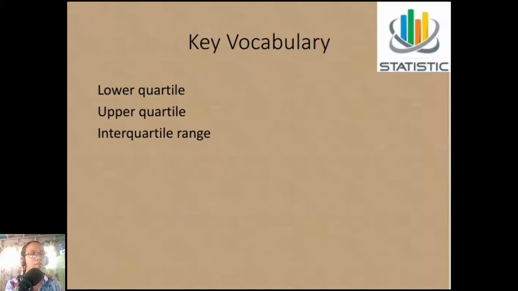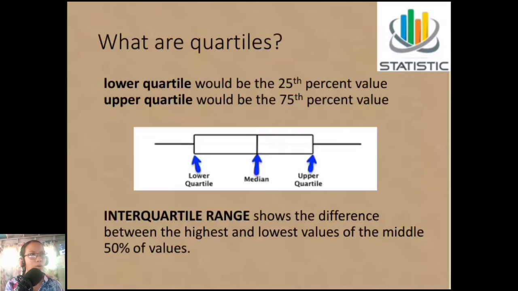Our key vocabularies are lower quartile, upper quartile, and interquartile range. What are quartiles? If we put all our data in order, the lower quartile would be the 25th percent value, the upper quartile would be the 75th percent value. The interquartile range shows the difference between the highest and lowest values of the middle 50% of values.